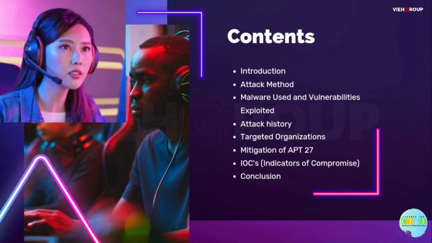So these are the couple of things that we are going to cover today. First, a small introduction about what APT27 is. Then we'll get to know the attack methods being used by them, the malware they are using, and the vulnerabilities they are exploiting. Then we'll move to the attack history they have performed in recent years, and a little bit about what kind of organizations they are targeting. After that we'll get into the mitigations of APT27, how they are attacking and how we can mitigate their attacks. And at last we'll discuss IOC, which stands for indicators of compromise, and then we'll conclude this talk. So I hope you are going to enjoy.